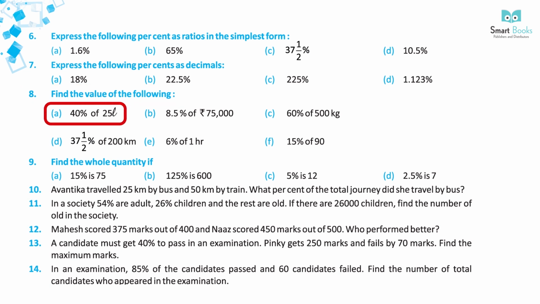Question 8. Find the value of the following. A. 40% of 25 liters. Solution 10 liters. B. 8.5% of 75,000. Solution rupees 6,375. C. 60% of 500 kilograms. Solution 300 kilograms. D. 37 1/2% of 200 kilometers. Solution 75 kilometers.